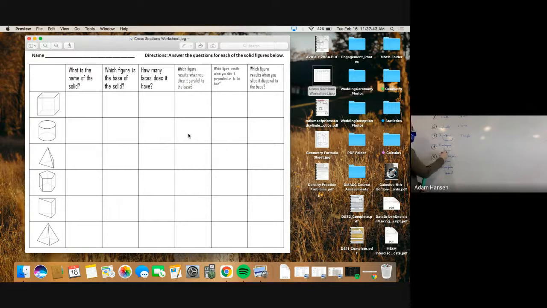The pentagonal prism has to have a pentagon for its base. A right triangular prism would have a right triangle for its base. And the rectangular pyramid has to have a rectangle for its base. Why don't you guys take a second and fill in the next column?